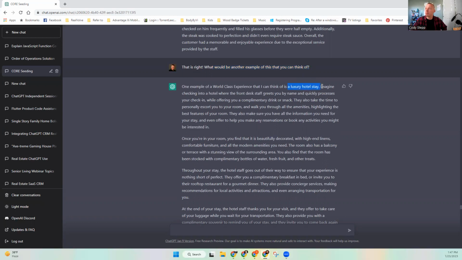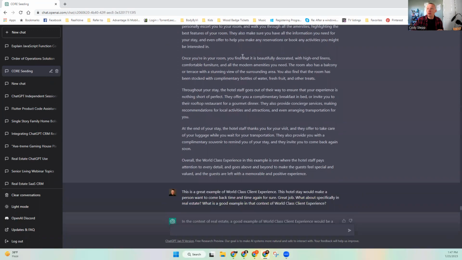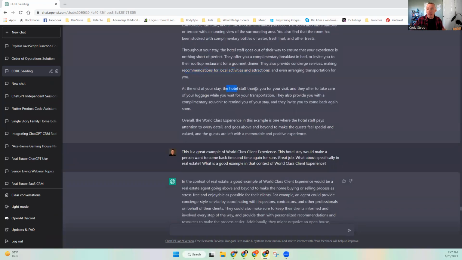And it talks about an example of a luxury hotel stay. It paints the picture of the front desk greeting you by name, helping you with check-in. Once you're in your room, you find it is beautifully decorated. It's explaining how you're experiencing something really great with the hotel stay as well, and you are provided with concierge service, and they're making recommendations for local attractions. At the end of your stay, the hotel staff thanks you for your visit. So it understands the general concept that Ruth Chris gave Mark and how it could be applied to a hotel.